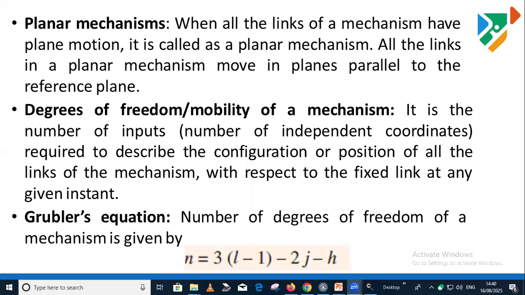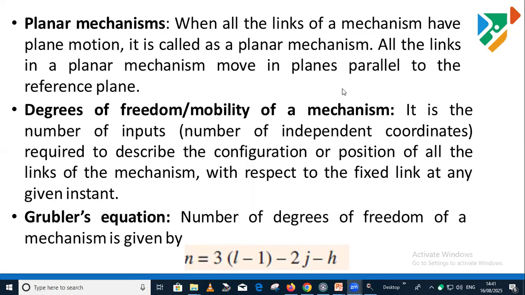Hello all. In today's class we'll discuss different types of mechanism, degree of freedom for various mechanisms, and Gruebler's equation. So basically, up till now we discussed that degree of freedom is nothing but the independent coordinates required to describe the position of a mechanism with respect to a fixed link at any given instant.